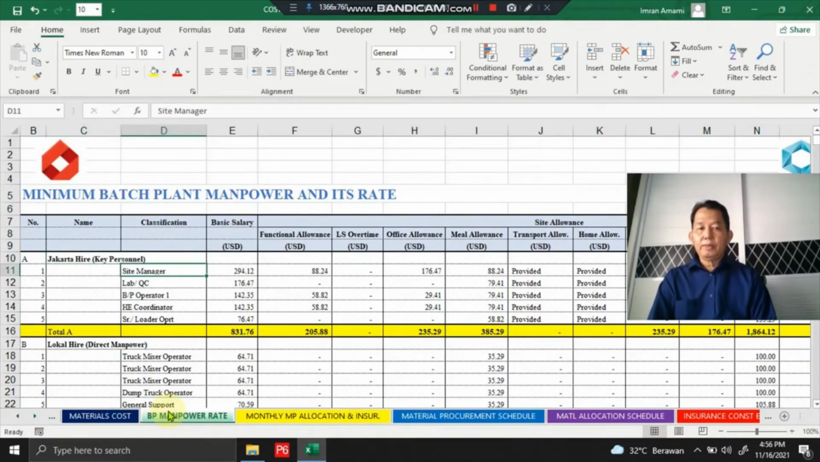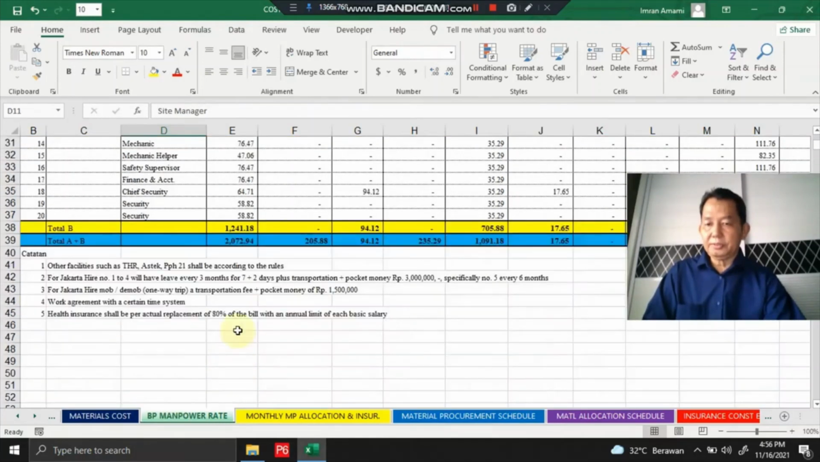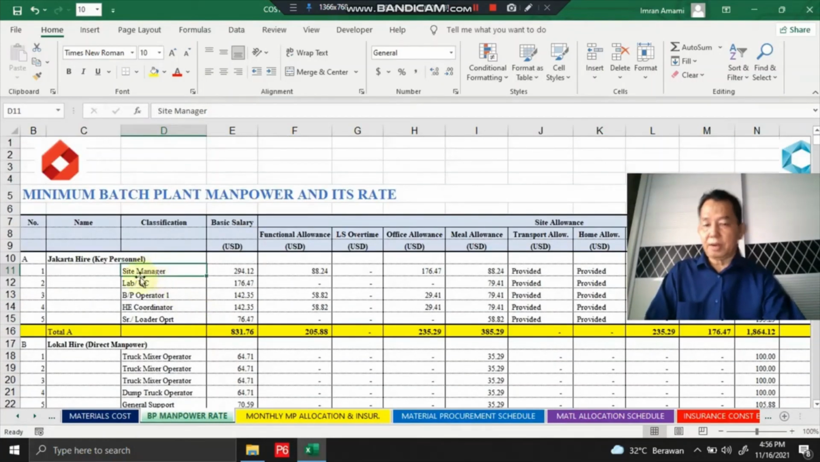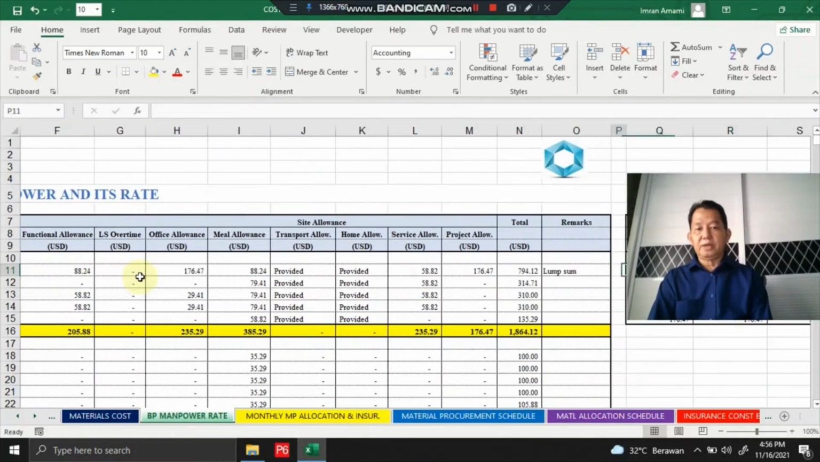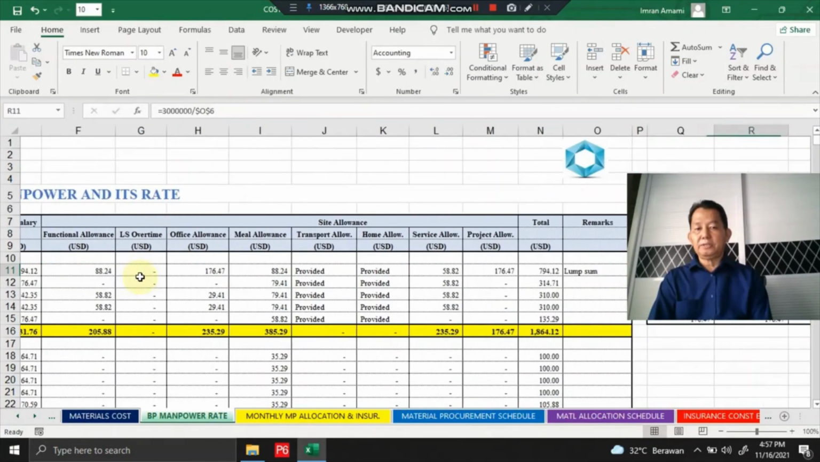So we only assign the personnel for Jakarta hire or key personnel and local hire for direct manpower only. Yes. And this is the breakdown of the total manpower, both direct and indirect or key personnel only, for supporting this project. And then we found the total unit rate for its manpower or its personnel.